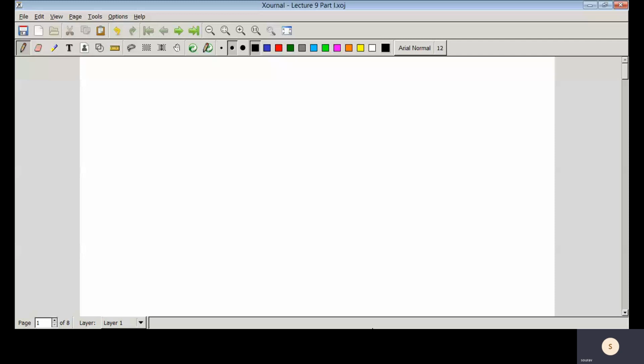Last class we discussed block diagram representation. So today first we solve two problems and then we'll start a new modeling technique that is called signal flow graph. So, block diagram representation.